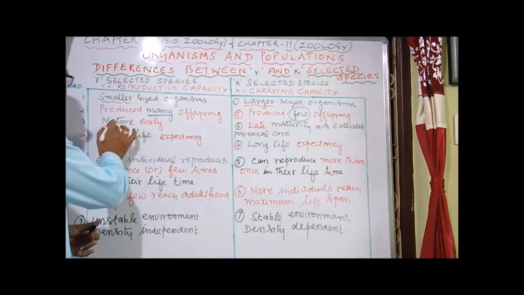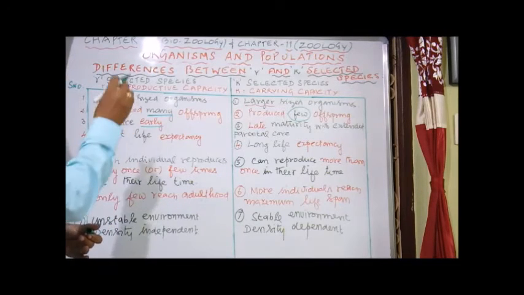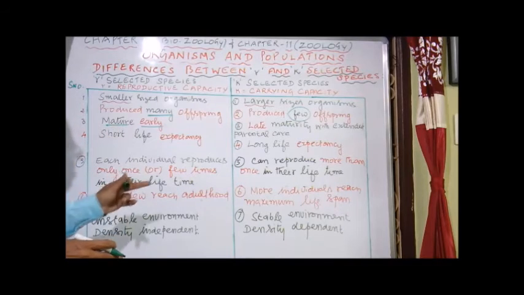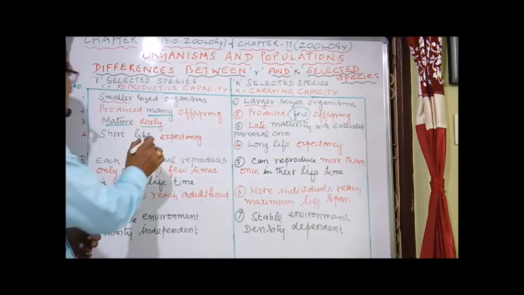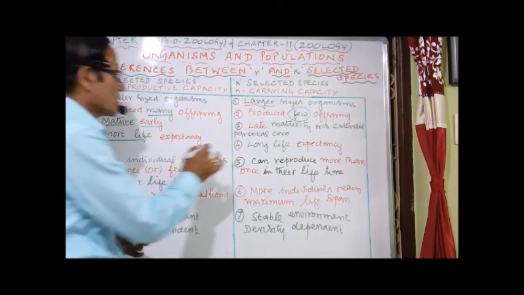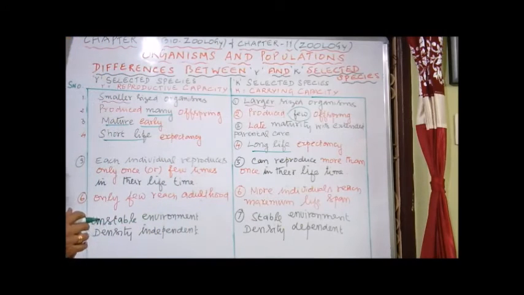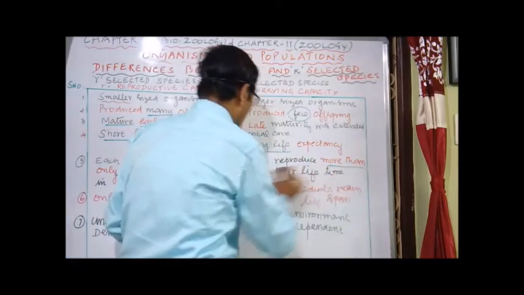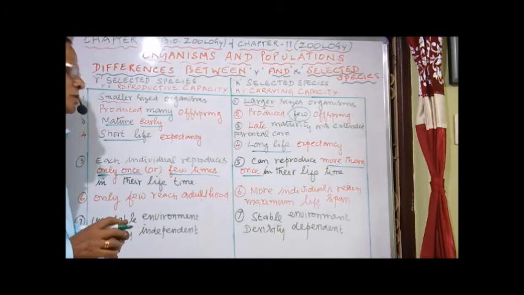Now the r selected species mature early. In the case of K selected species, they attain late maturity with extended parental care. So early maturity, then late maturity. About lifespan, r selected species have short life expectancy and K selected species have long life expectancy. In the case of r selected species, each individual reproduces only once or a few times in their lifetime. But K selected species can reproduce more than once in their lifetime.